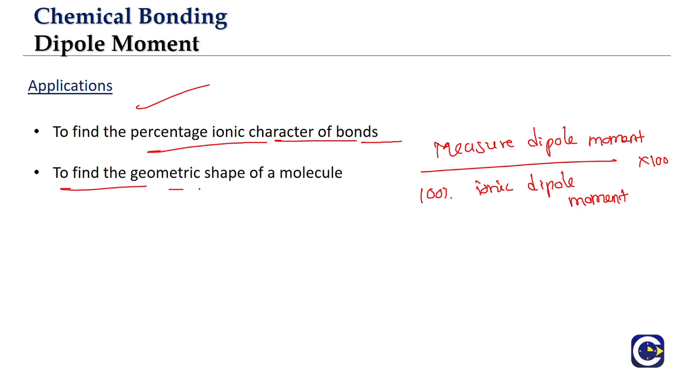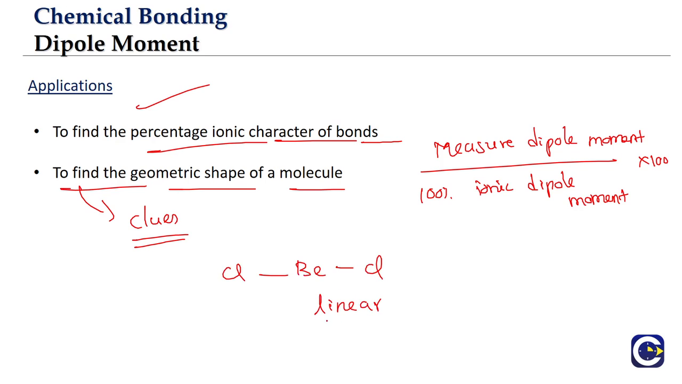And also this is used in finding the geometry, not exactly to find, but it provides clues on the geometric shapes of the molecules, like we have seen. When we see that beryllium chloride has a net dipole moment of 0, what is it that we will be able to conclude from here? That BeCl2 must have a linear structure.